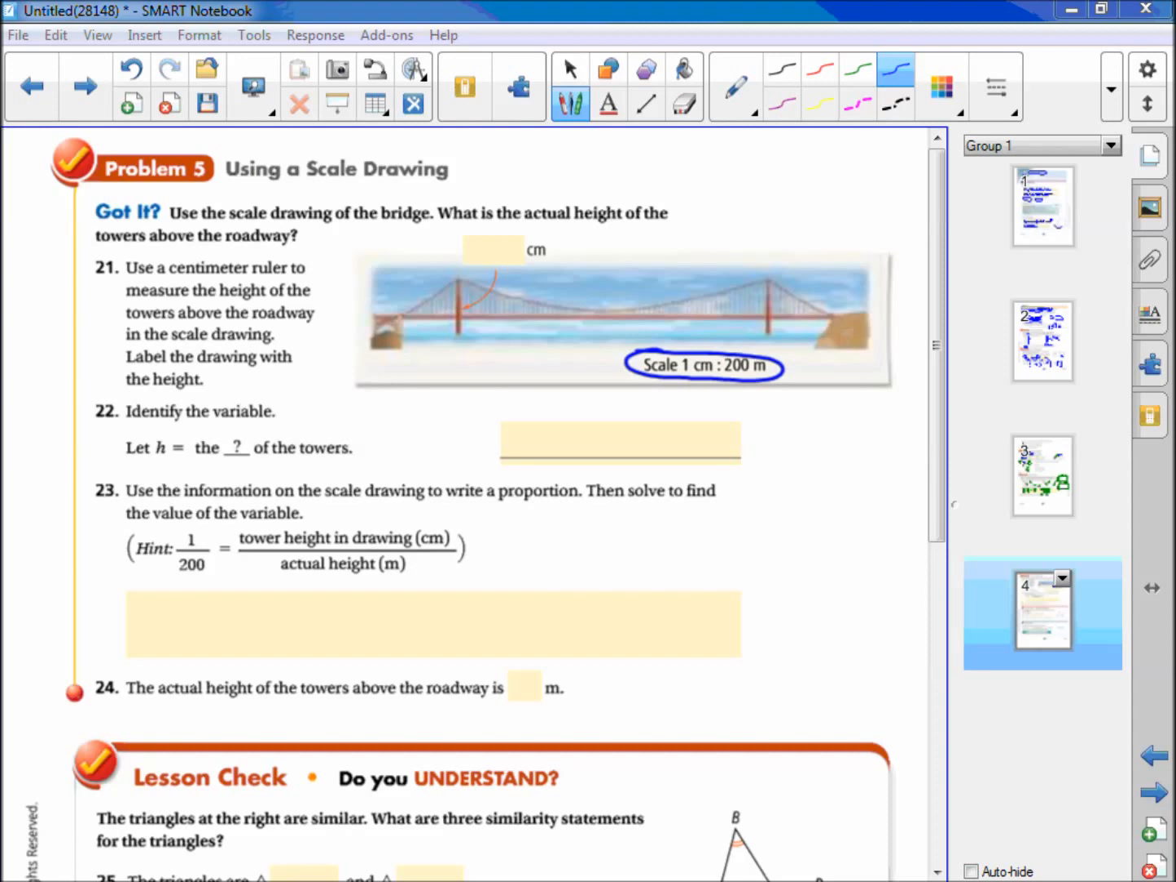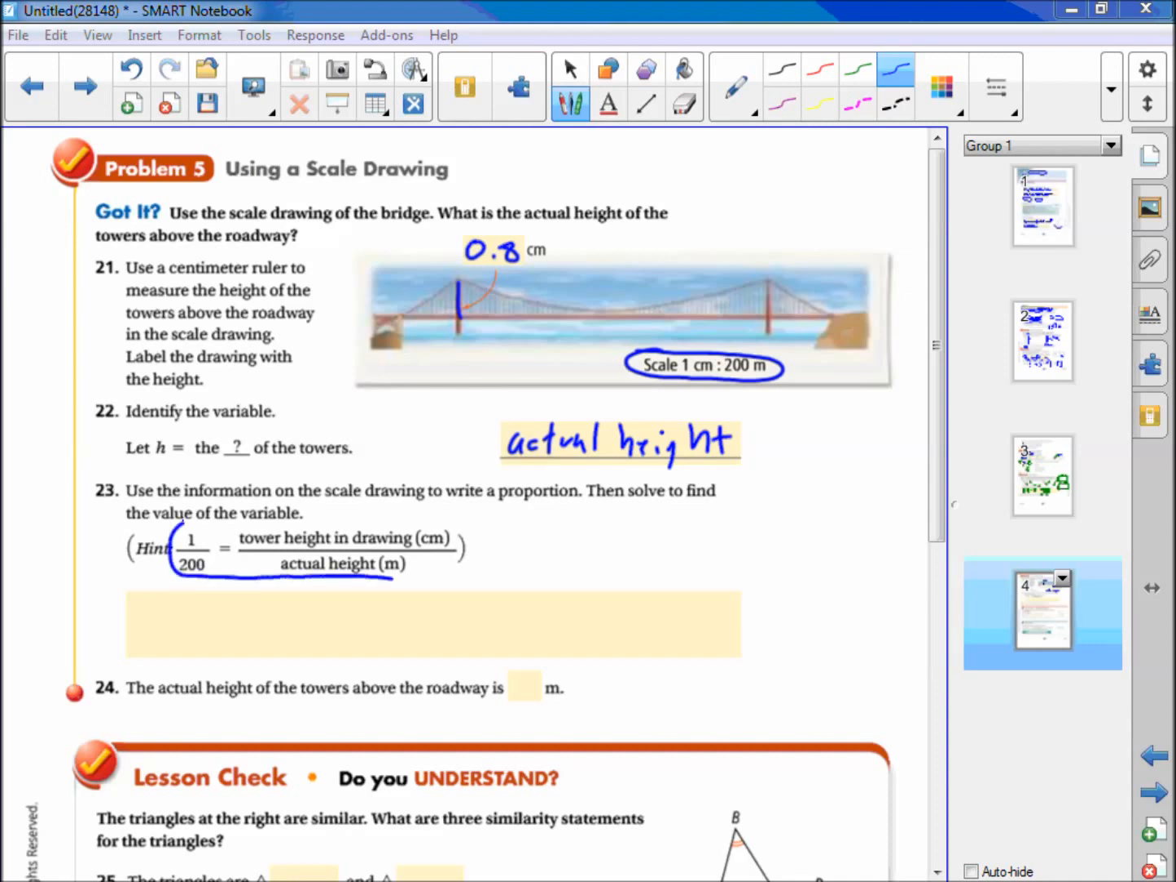So from above the roadway to here is going to be about 0.8 if you measure it with your centimeter ruler. Identify the variable. Let h equal the actual height of the towers. Use information in the scale drawing to write a proportion, and then solve to find the value of the variable. So here's our hint.